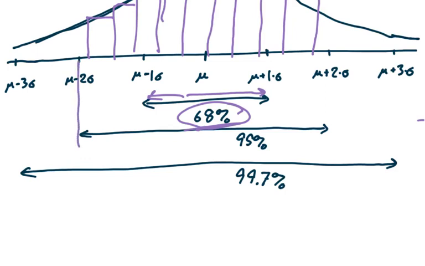Within two standard deviations, from mu minus 2 sigma to mu plus 2 sigma, this range right here, 95% of the data values will be within that range. And then within 3 standard deviations, we estimate that 99.7%, so almost everything, is going to be within 3 standard deviations of the mean.